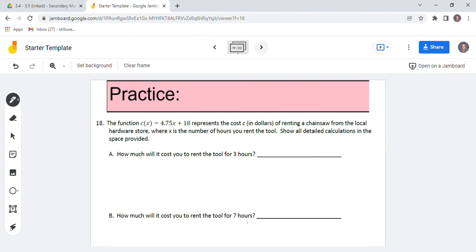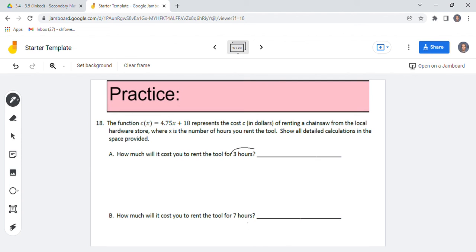All right, so here we go. We've got an equation right here. It says this represents the cost, which is why they use the variable c, of renting a chainsaw from the local hardware store. X is the number of hours you rent the tool. So we are asked a question, how much is it going to cost if we rent the tool for 3 hours? So that 3 hours says, hey, we've got a value for that X. So we're going to plug that into our equation and calculate the cost.